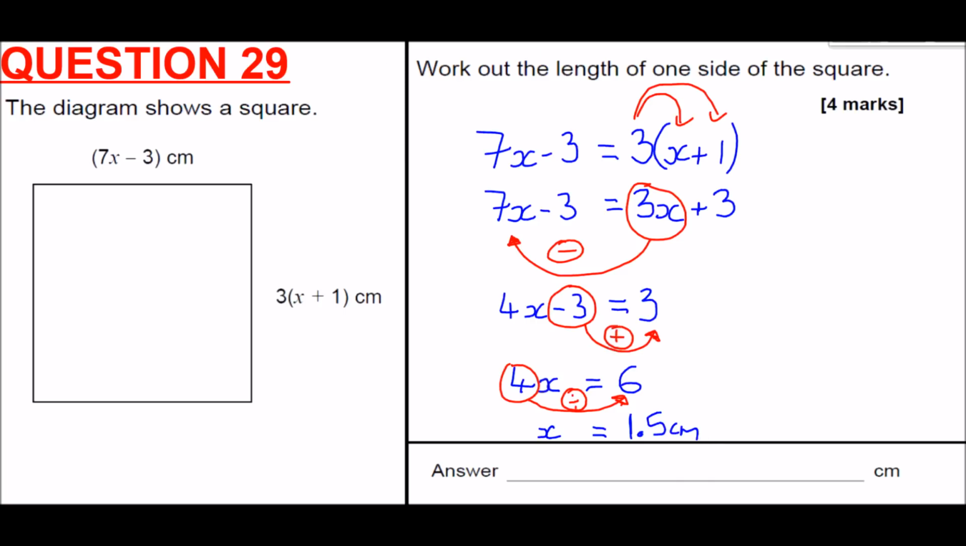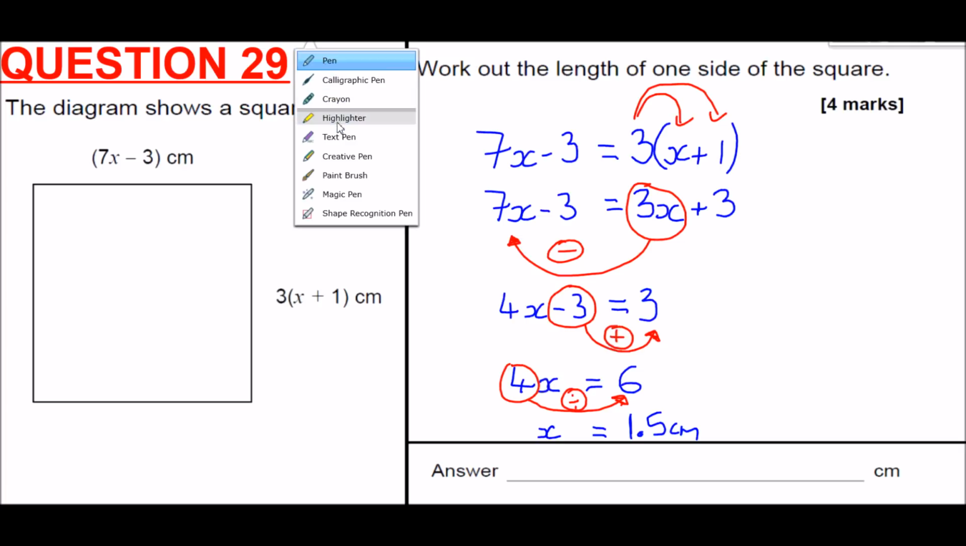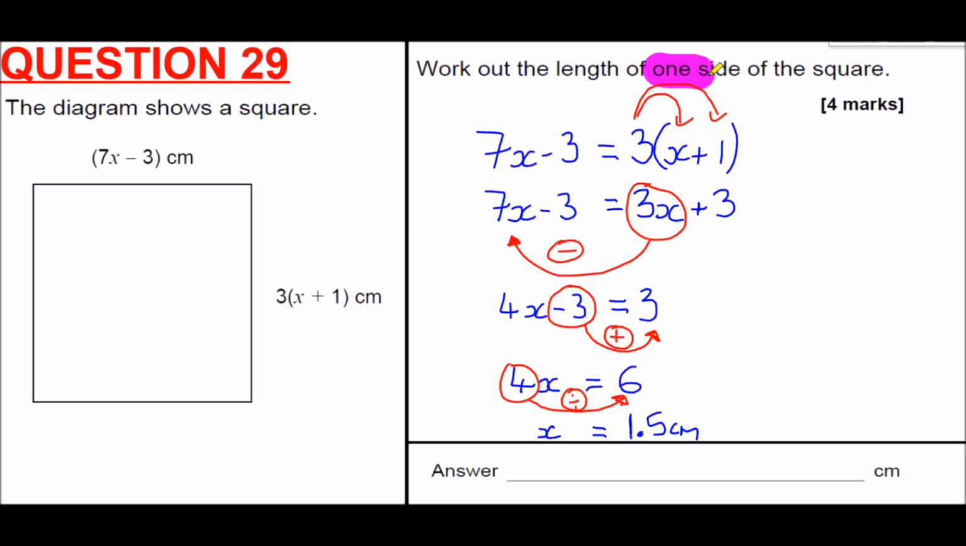But of course, we need to work out the length of one side of the square. We don't want to work out what x is. Well, we do, but the final question is working out what one side of a square is. So pick a side, pick any side. I'm going to go for this one. So now we know that x is 1.5.